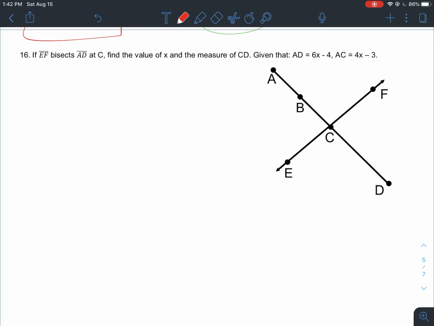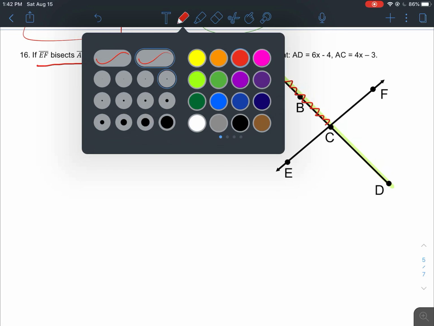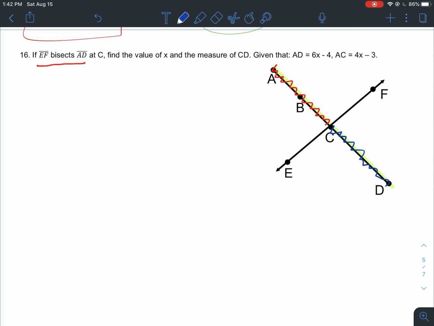Last one. EF is bisecting AD, so the key here is what segment is doing the bisecting and what segment is being bisected. EF is doing the bisecting. So EF is the bisector. AD is the one that's being bisected. So this segment right here is the one that's being cut in half. Okay, what that tells me is that this segment AC and this segment CD must be equal.